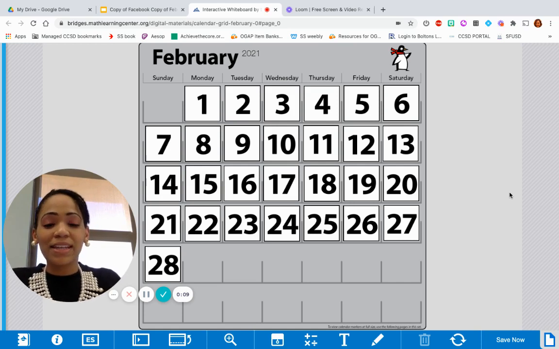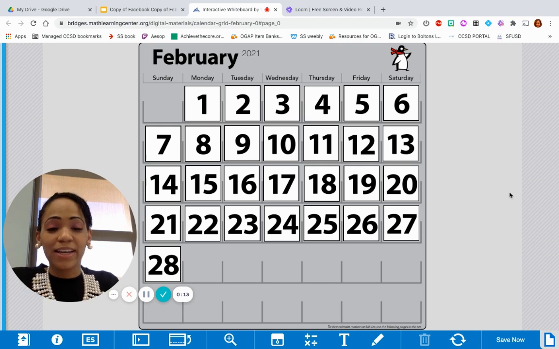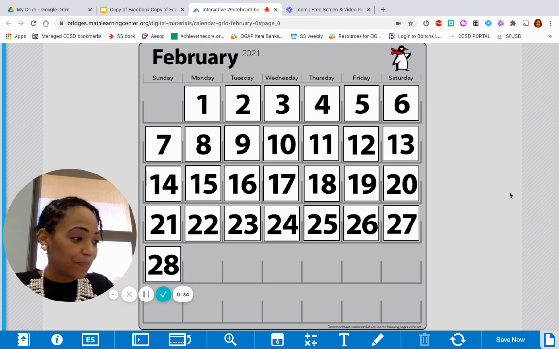Hey, boys and girls, today is Wednesday, February 3rd, and we are introducing a new workout for this month. A workout that you are probably very familiar with because every single month we look at the calendar grid, and every month we determine what the patterns are, what we think is going to happen next, and all those good things. And so that's exactly what we are going to do today.